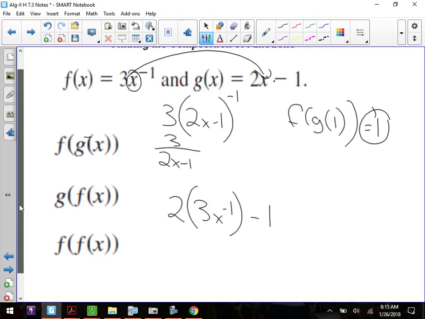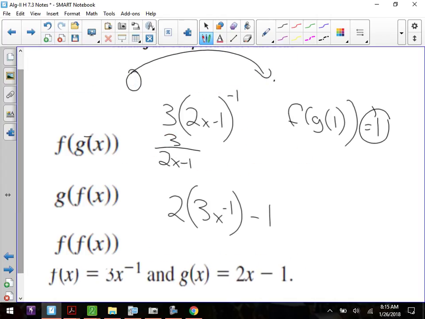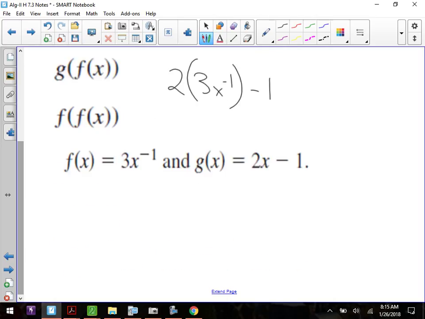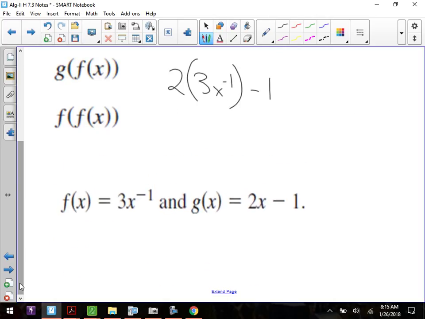Okay. Now here's the weird one. Let me move this up here. What is going to be when I have f of f of x? When I have f of f of x, it means write down the f equation and then surround it with the f equation. So it's 3, and now that's playing the role of x.